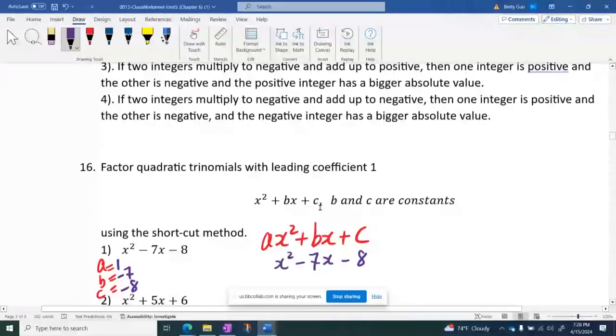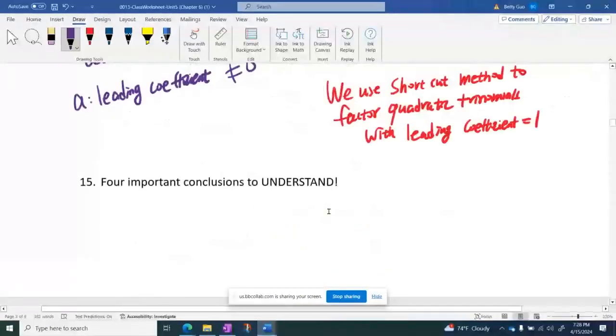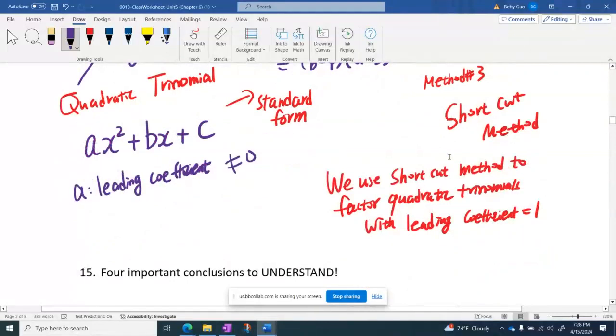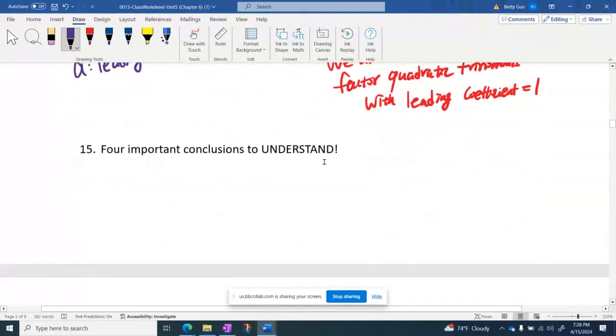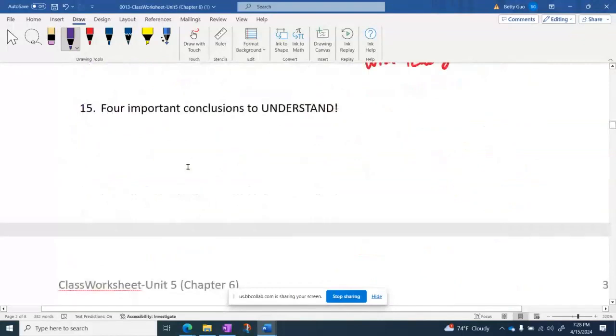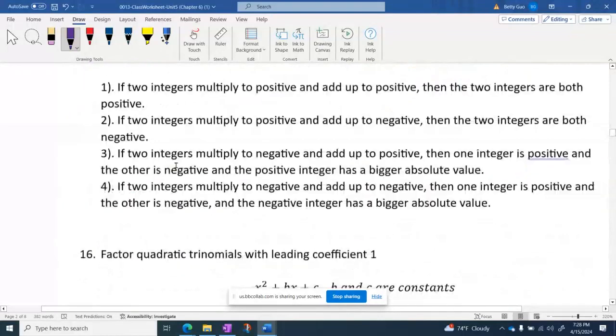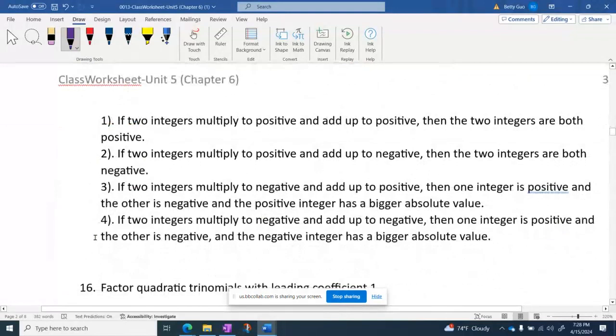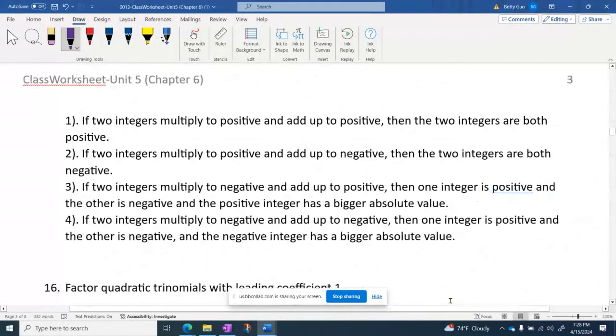And we are still preparing, before I really introduce the shortcut method. We're still preparing for that, okay? Now, as part of the preparation, we need to understand the following 4 conclusions, okay? 1, 2, 3, 4. Let's see what are the 4 conclusions.